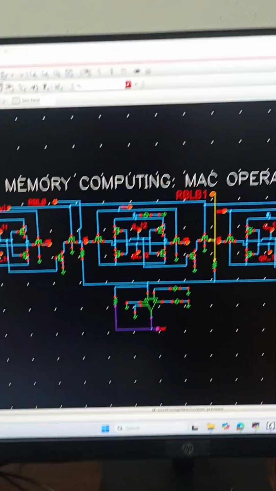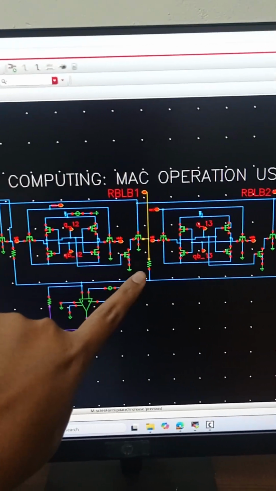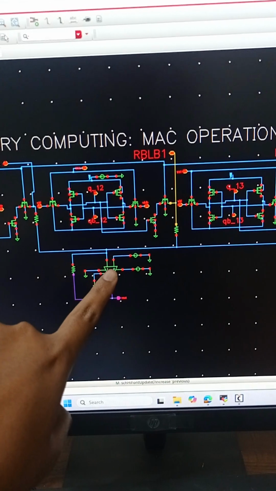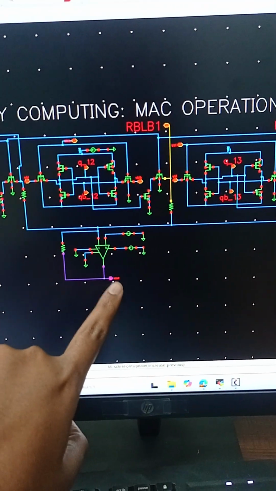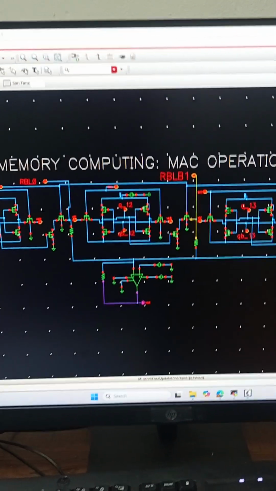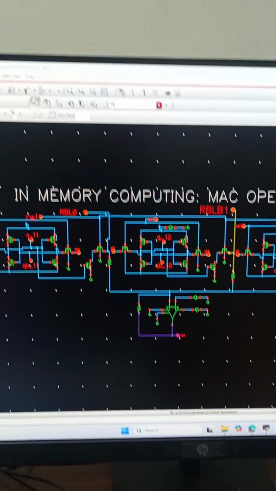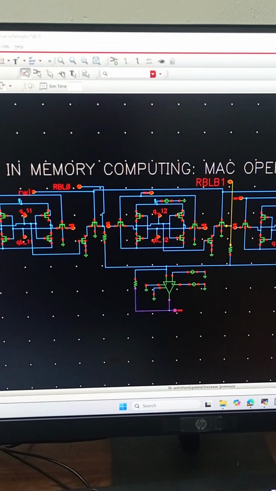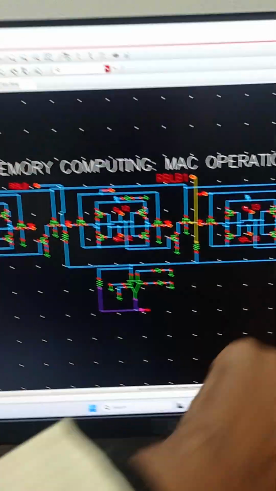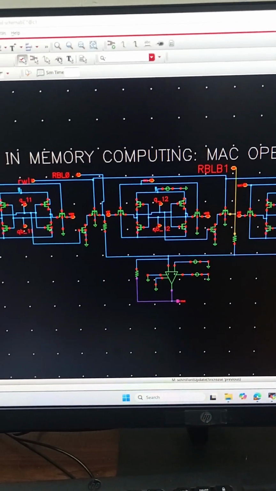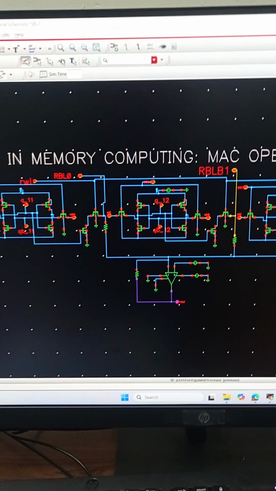And then we have connected all the read bit lines to the op amp, and finally we are taking the output voltage. So when I am applying the input activation as 1 volt and 9 is the weight stored in this SRAM memory, then I am getting the output voltage as 914 millivolt.